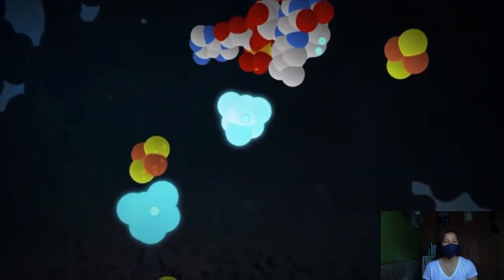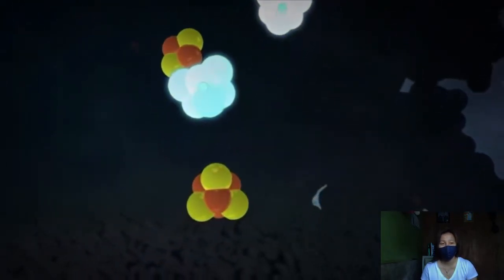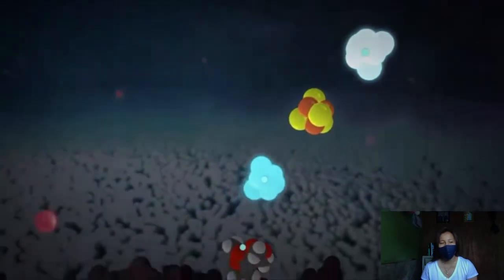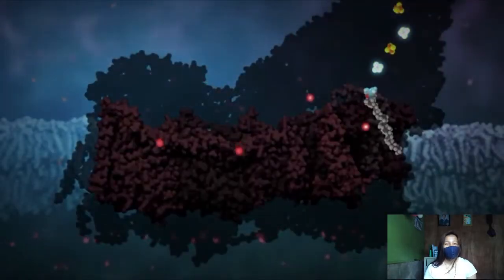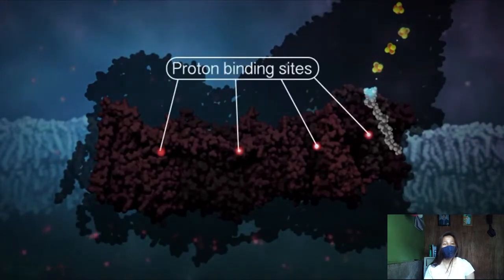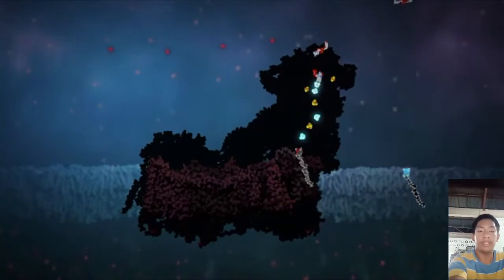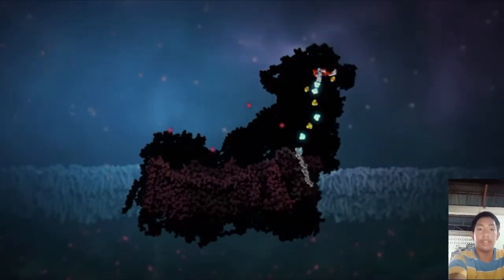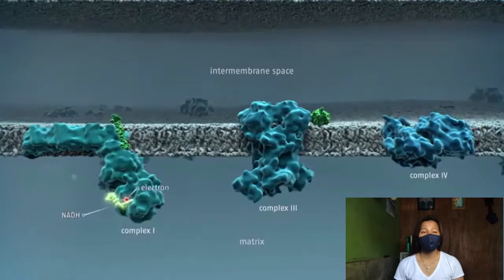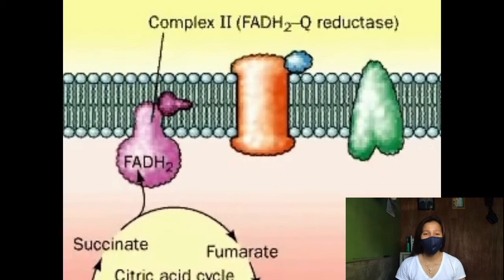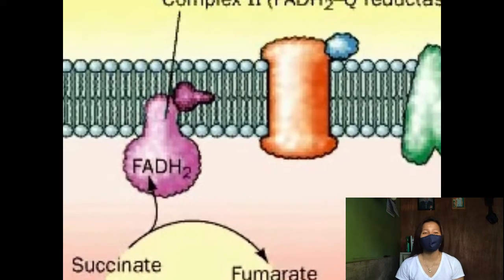from which 2 electrons pass through a series of iron sulfur centers to the iron sulfur protein in the matrix arm. Electron transfers from N2 to CoQ, and the membrane arm forms QH2, which diffuses into the lipid bilayer. The job of this complex is to receive electrons from NADH and transport them further to the electron transport chain. In complex 1, the NADH is being dehydrogenated, and in complex 2, the FADH2 is the one being dehydrogenated.